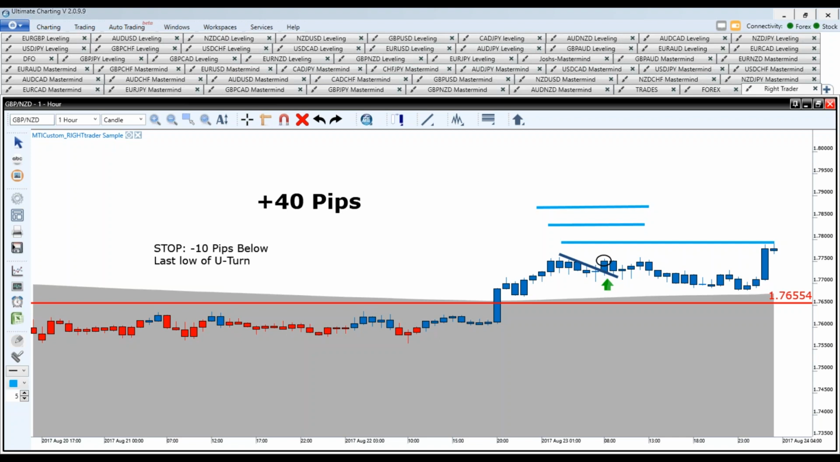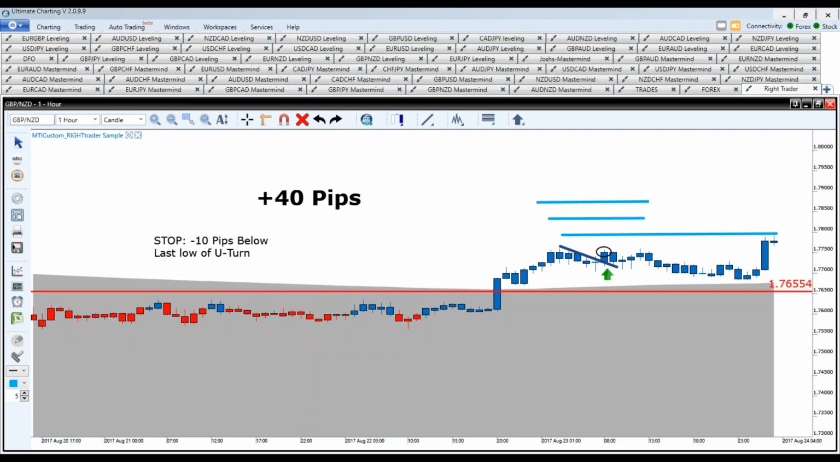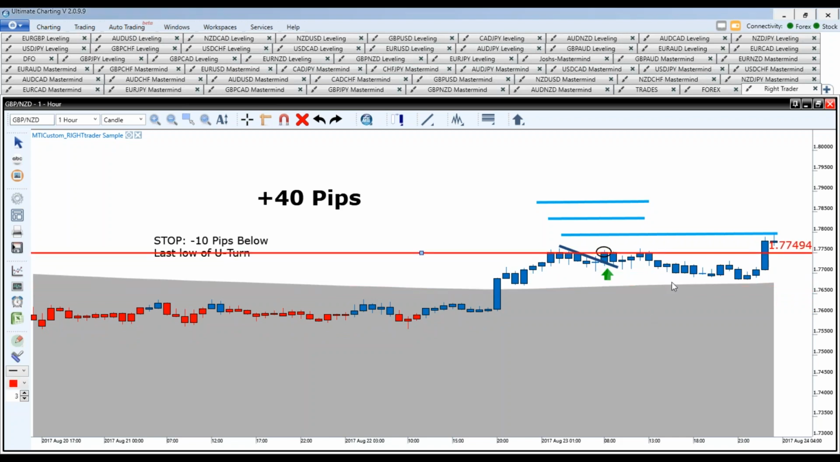Well, it's close. Very, very close. Let's just call that a hit. What do you do? You move your stop to where? To break even. The worst case scenario, and what will happen, is you will get stopped out making 0 pips, and you will get stopped out losing 0 pips.